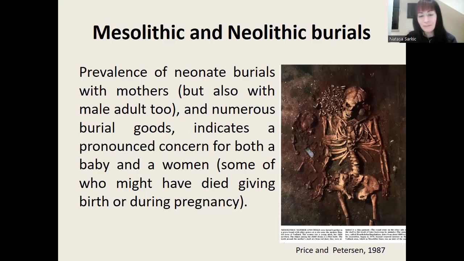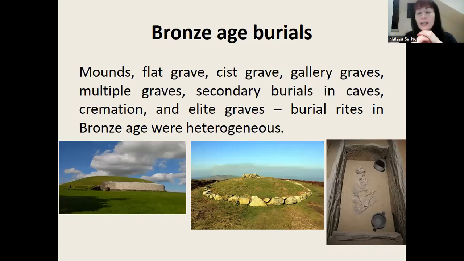With the Bronze Age, the structure of society became much more complex, and of course we start to have the use of metal and societies that are very divided into hierarchies. Burial also starts to be quite different, with a lot of variety in burial rites. They are quite heterogeneous. We can find mounds, flat graves, disc graves, gallery graves, multiple graves, secondary burials in caves, and cremations, which of course started to be very common in the Bronze Age.